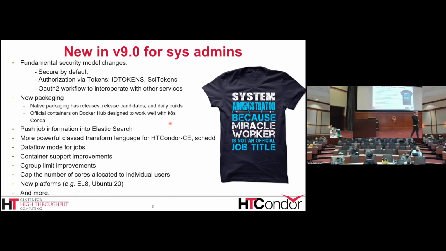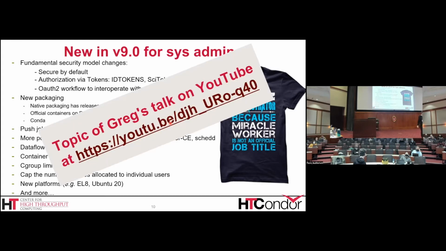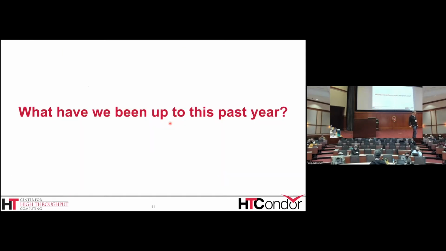We have a data flow mode for jobs, which basically when a job starts, if your transfer output files already exist on your access point and they're newer than your input files, the job can be just skipped. All kinds of good stuff. And you can click on this link and again, go to YouTube and see Greg Thain do a quick whirlwind tour of new features for administrators in 9.0.